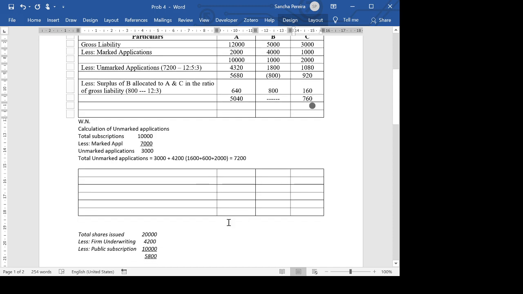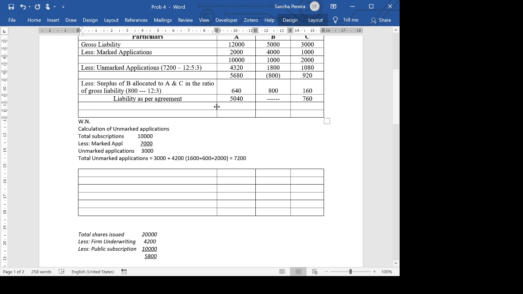That means this remaining 5,800 that nobody took up, these two will have to take it. Okay, so we call this liability. We call this liability as per agreement. Okay, what's the meaning of liability as per agreement? What they had agreed, if the public did not subscribe to a certain portion of shares, they will divide it among themselves.